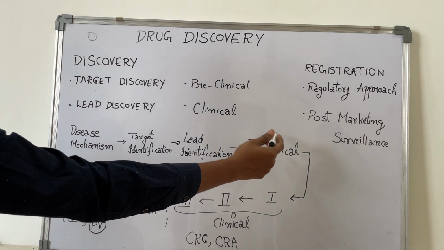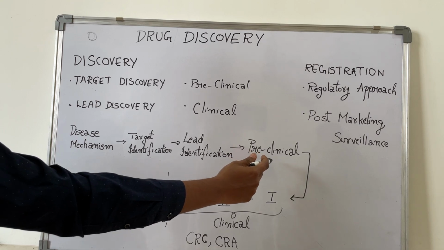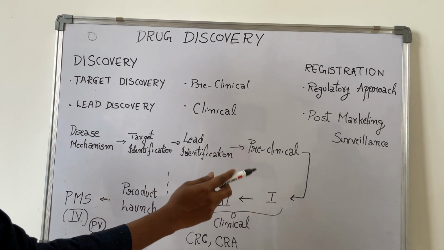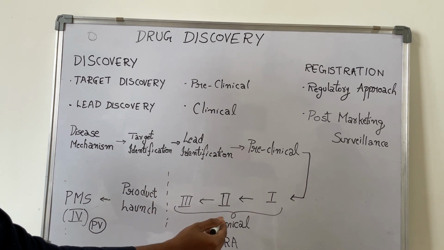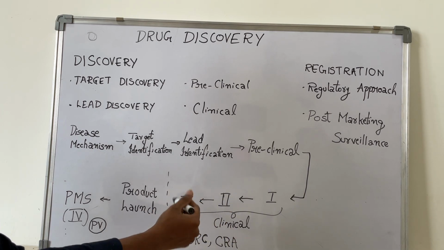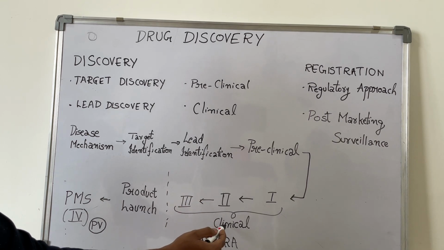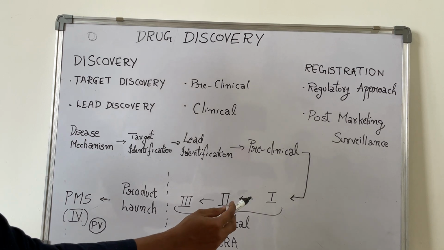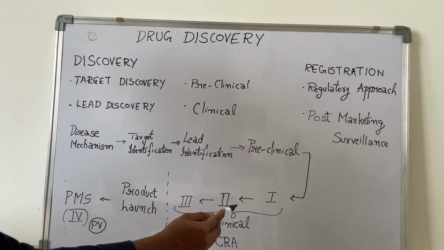This stage is called preclinical study. After this preclinical study, the drug enters the next stage, that is clinical trials. It is called clinical because it is being done in humans. Any testing that is being done in humans is called clinical. So a clinical trial contains three different phases: phase 1, phase 2 and phase 3.